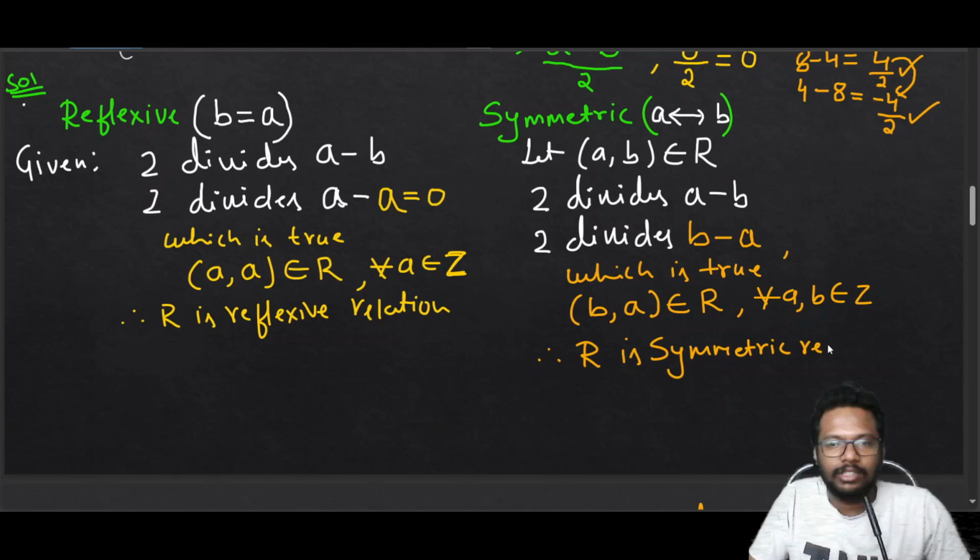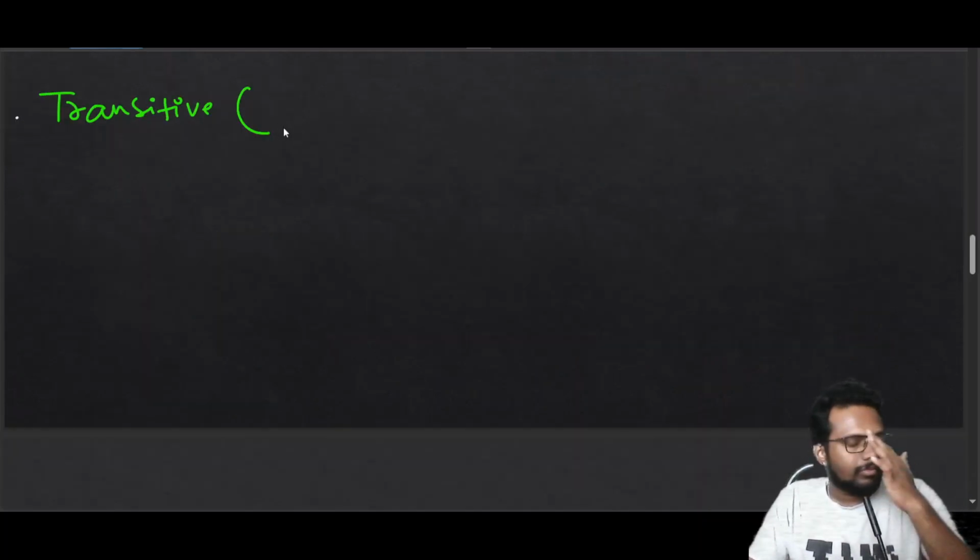R is a symmetric relation. I hope you understood the reflexive relation and symmetric relation. Now to the transitive relation. Up to now we have shown R is a reflexive relation and R is a symmetric relation. Now let's show the transitive relation.